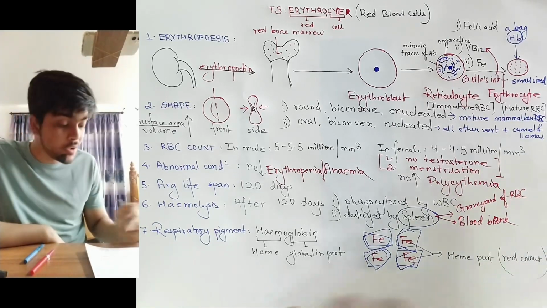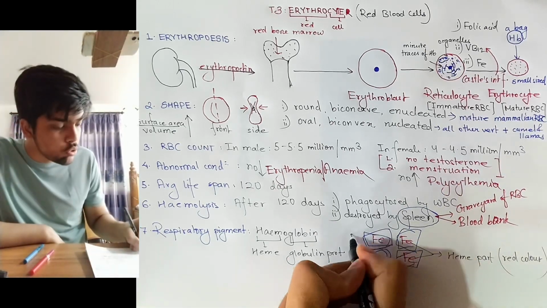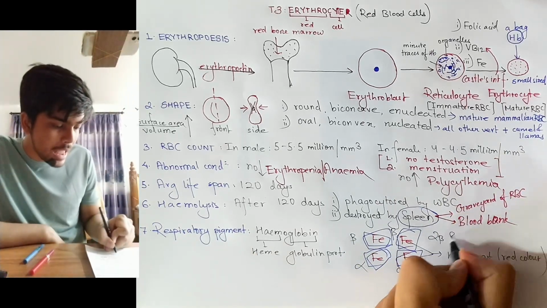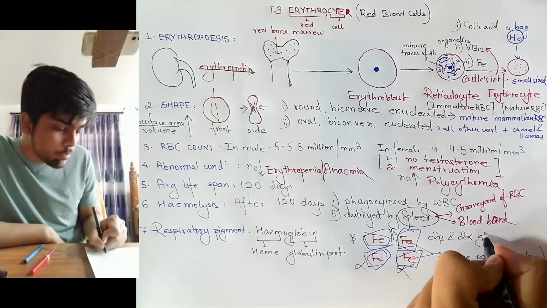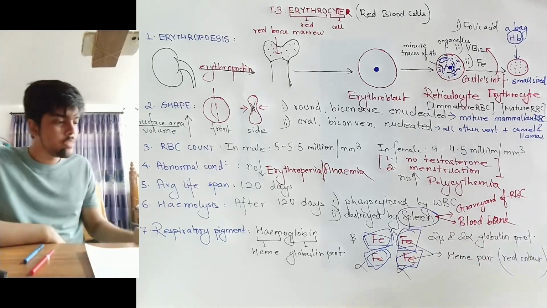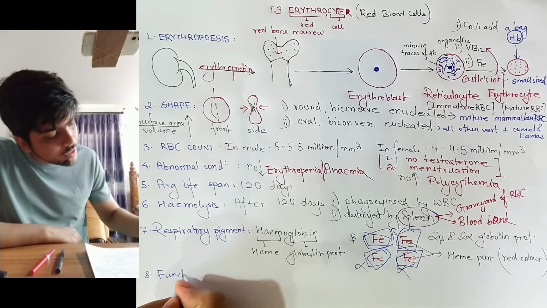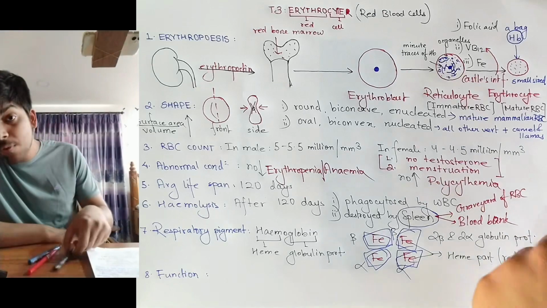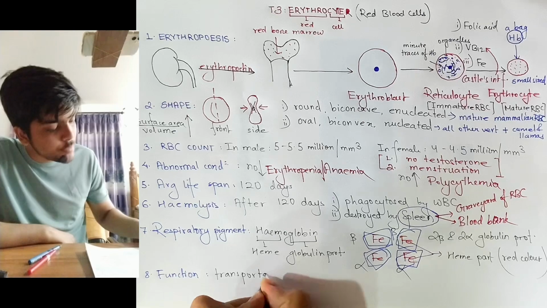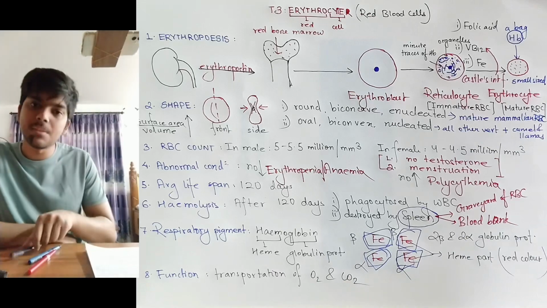Transportation of gases is possible due to heme part as well. On the other hand, the protein surrounding this iron, 2 of them are beta, 2 of them are alpha globulin protein. So 2 beta and 2 alpha globulin protein, which forms the globulin protein part. There you go. Number 8, function. Since RBC contains hemoglobin or the respiratory pigment, it helps in transportation of gases, that is, transportation of oxygen and carbon dioxide during the process of respiration.